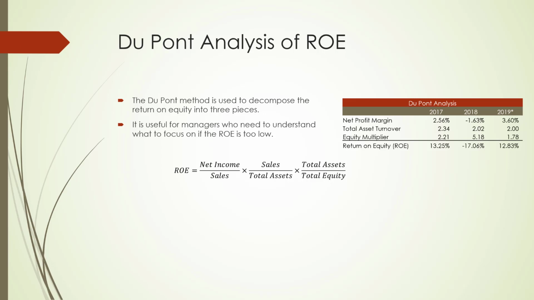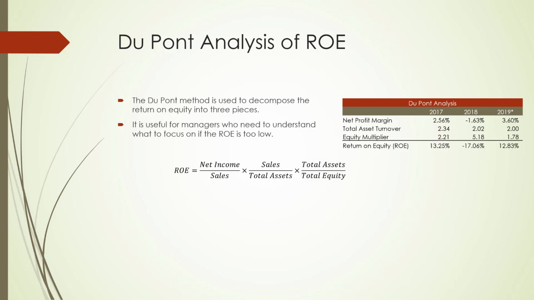So the DuPont method says that ROE is the net profit margin times the total asset turnover times the equity multiplier. And the equity multiplier is just another measure of leverage. The first two terms here, the net profit margin times the total asset turnover, give us the return on assets. And so it's important to note that the ROE is simply the return on assets times the amount of leverage that the firm is using.